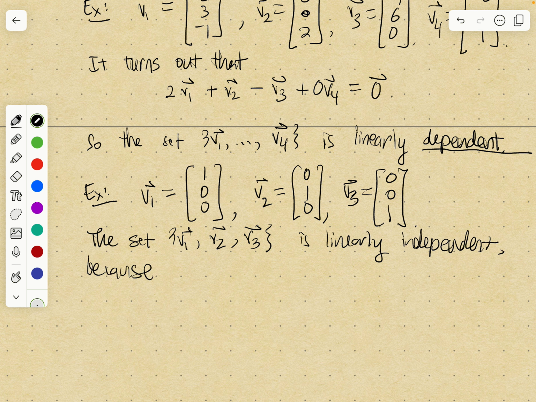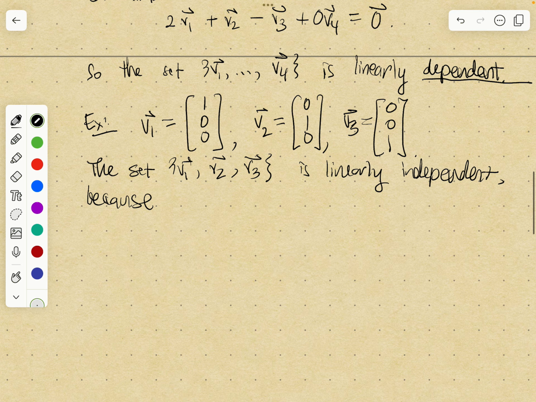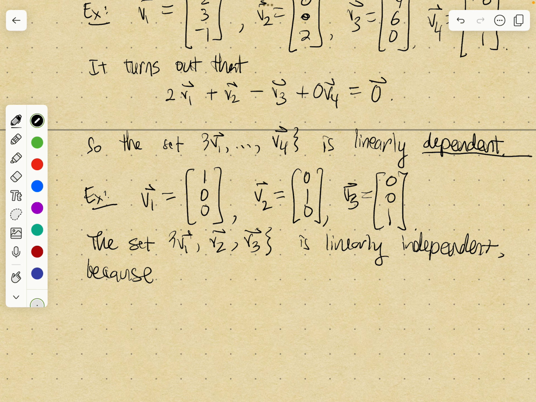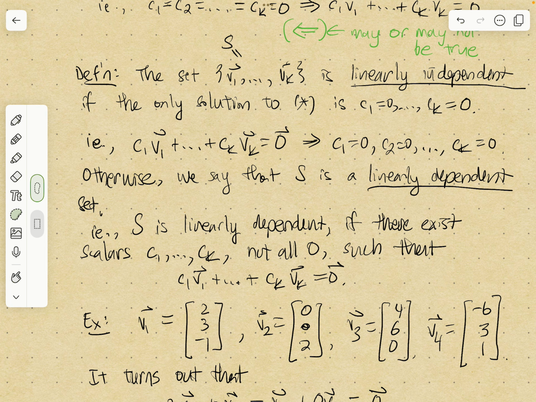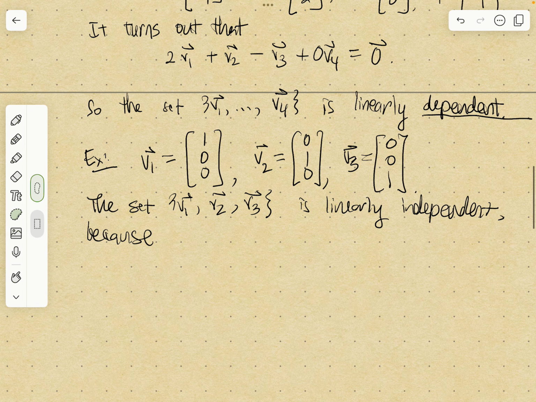Okay, let's justify this. What do we need to do to show that a set of vectors is linearly independent? From the definition, it's linearly independent if you have this implication: if you know that C1 through Ck are scalars that make this equation true, so you start with this, then you have to conclude that C1 through Ck are all equal to 0. So that's what you have to do.